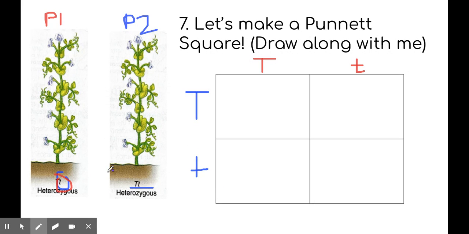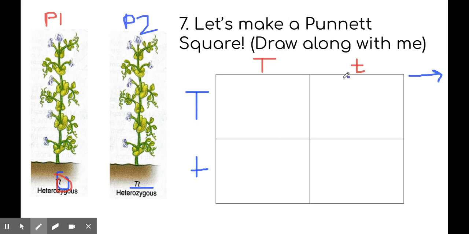Remember from our bio reads, we learned that when this plant is making its gametes, its sex cells, its gametes are only going to get one of its two possible alleles, so either a capital T or a lowercase t. Same thing for parent 1. So here's how we do our Punnett square.